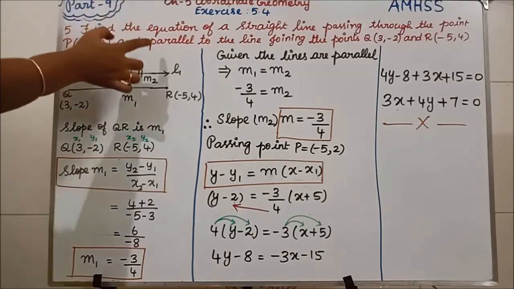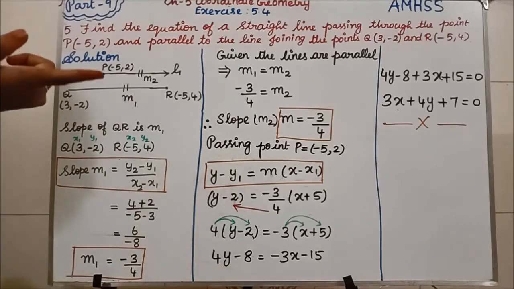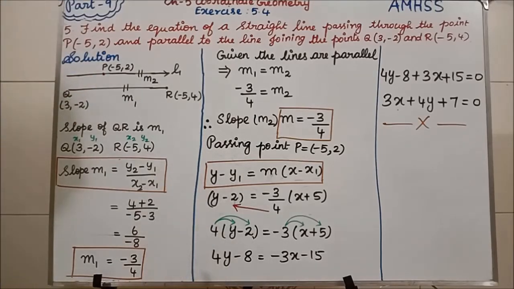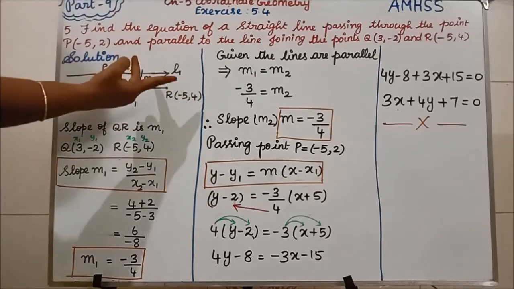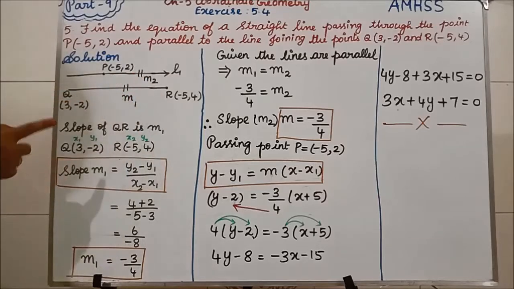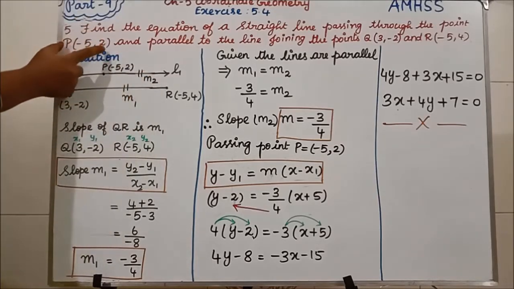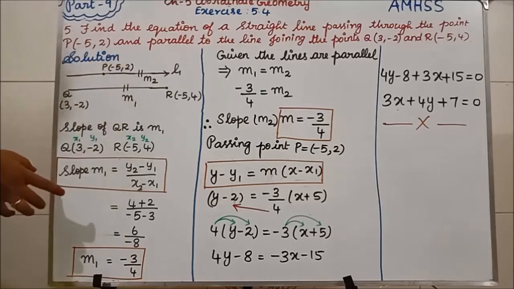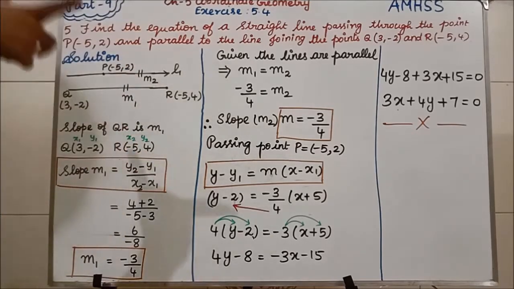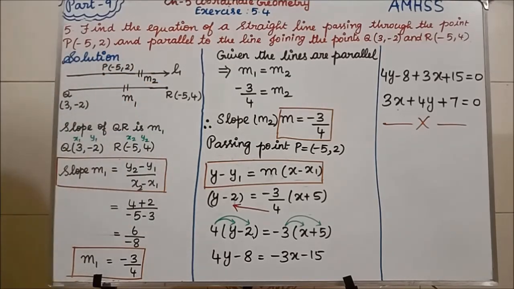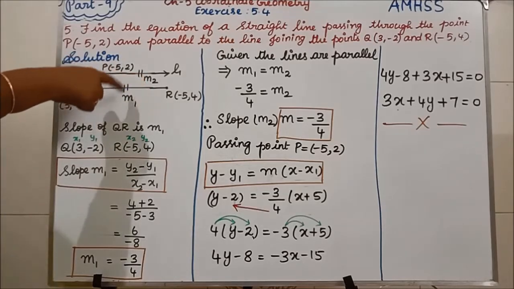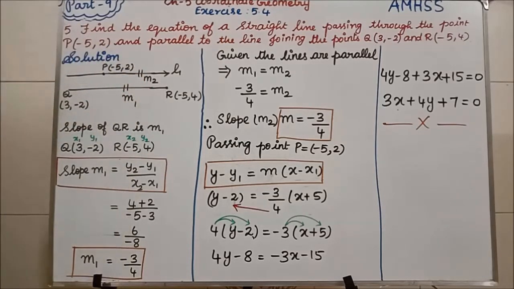And this line is parallel to the line joining the points Q(3, -2) and R(-5, 4), which are given. So Q is (3, -2) and R is (-5, 4). Parallel means you have to draw another line. This is one line with the point P(-5, 2), and parallel to it is the line with the two given points, one point in this corner and the other point in that corner. Now this is our slope m1, and this is our slope m2.